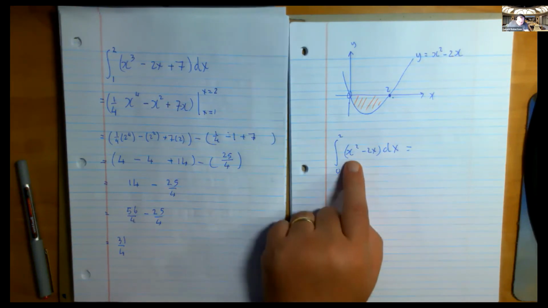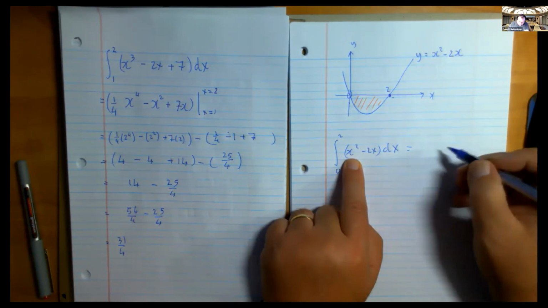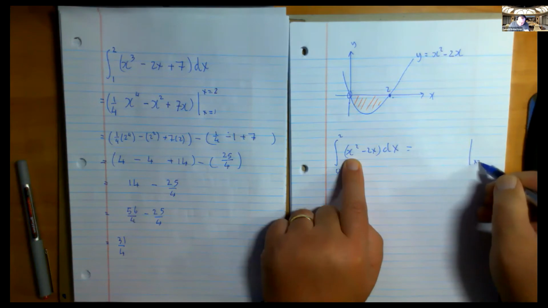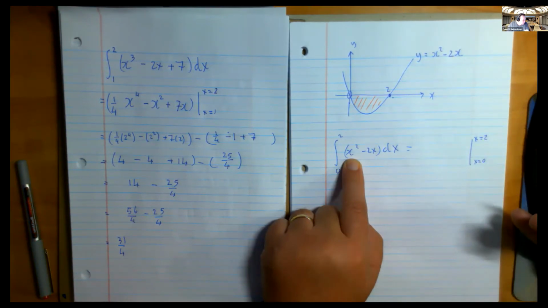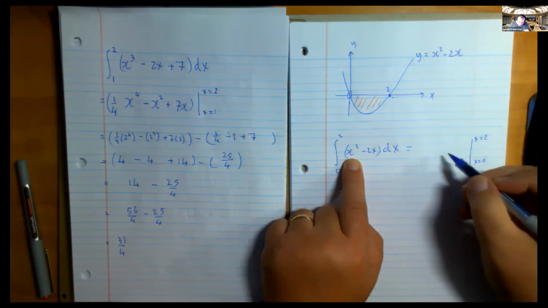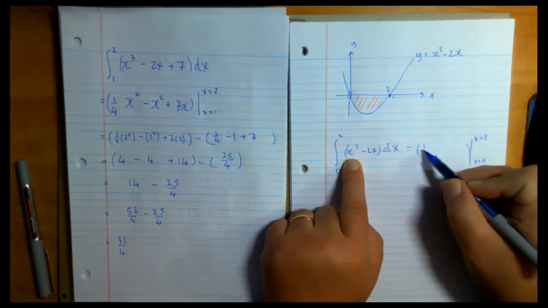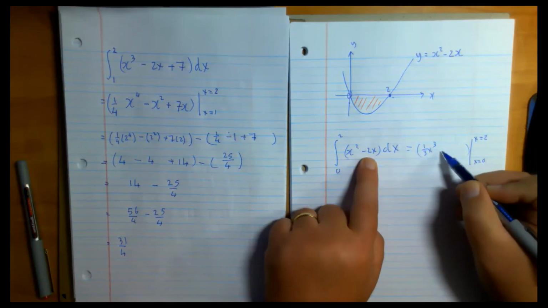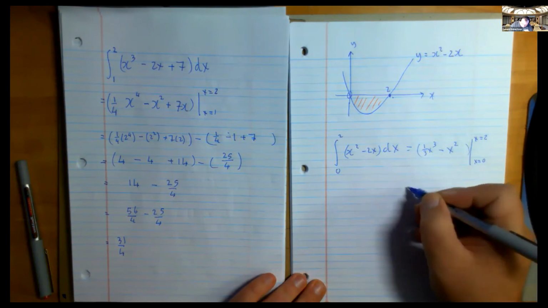Well, let's find out. What is the antiderivative of x squared? Add 1 to the power, divide by the new power. X cubed over 3. Okay. And then isn't this guy just minus x squared? So there's your antiderivative. Evaluated at 0 and 2.